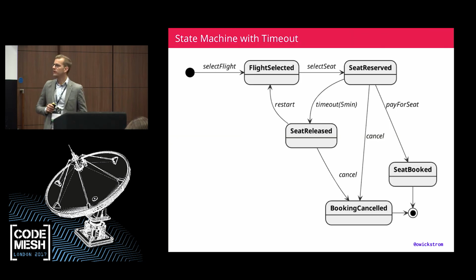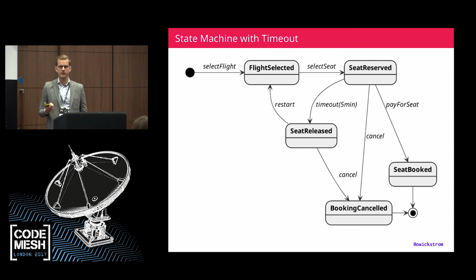So the example is similar to the checkout, but a bit different, a little twist. This is like a flight booking, where we select the flight first, and then select the seat. And the seat ends up being reserved for 5 minutes. And then after 5 minutes, it times out and goes to seat released, unless the booking has been canceled or the seat has been paid for.